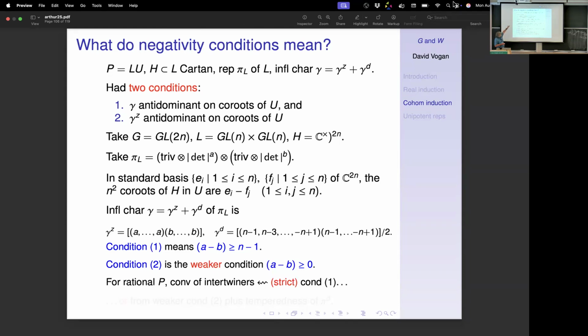So in the world of rational parabolics, convergence of intertwining operators in this picture is guaranteed by the strict condition 1, and I should have erased the anti. The intertwining operator will converge if A is much bigger than B. Or if the representation you have on the Levi is tempered, then the intertwining operators will converge if you just have this positivity, A minus B greater than 0.